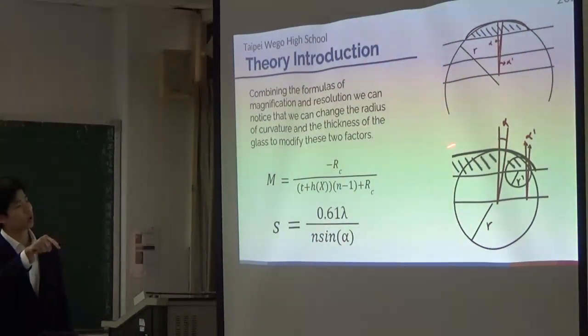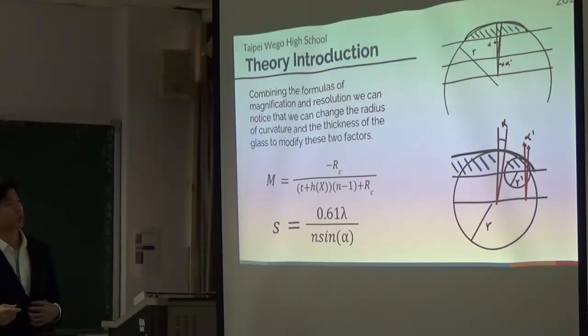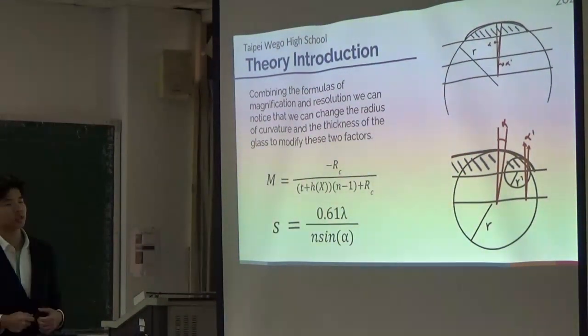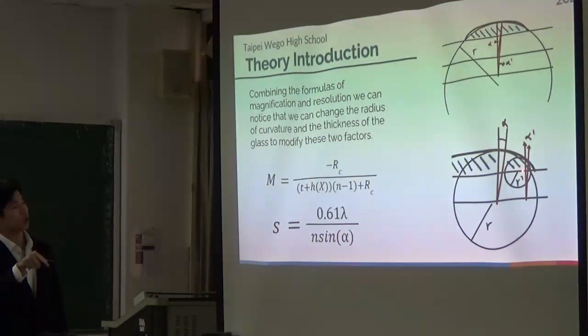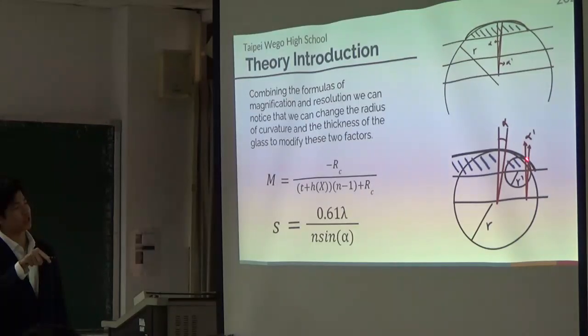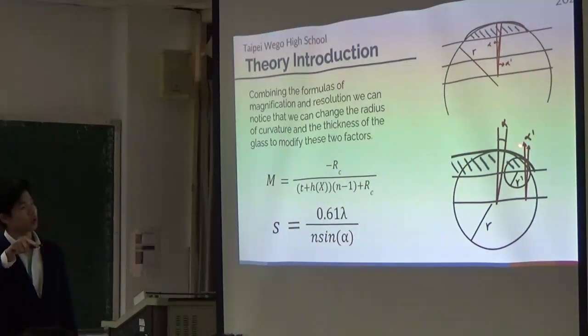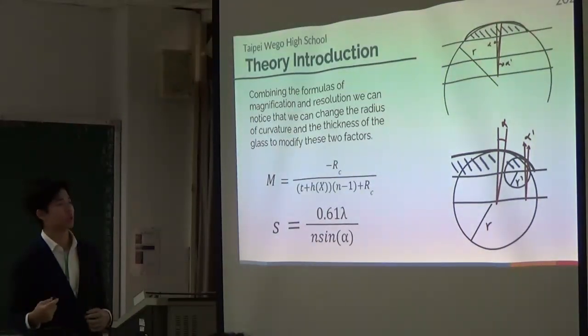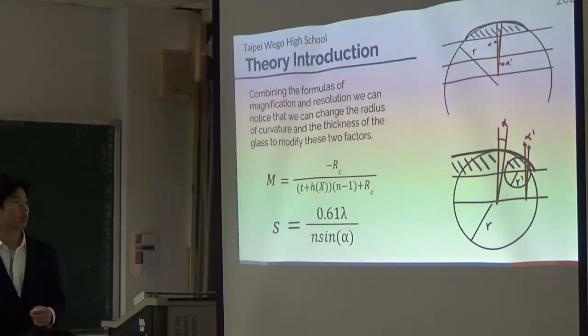And in this part, at different positions on the droplet, we can get different radii of curvature, so we can also know that while the magnification increases with a smaller radius of curvature, the alpha angle is smaller, so in turn we can have better resolution.